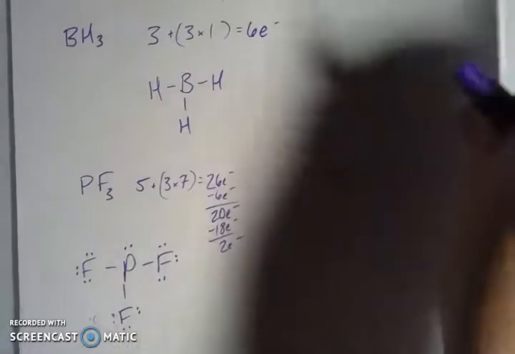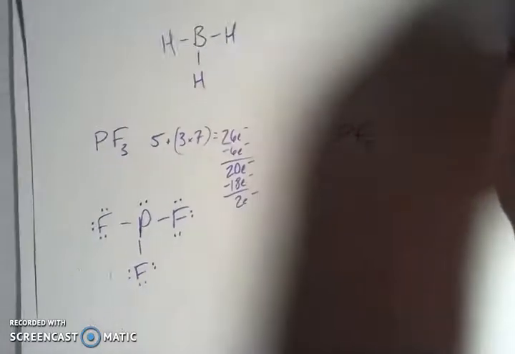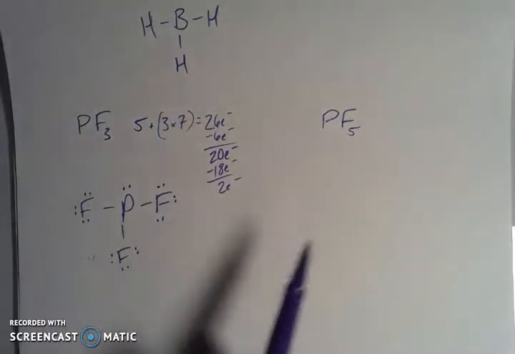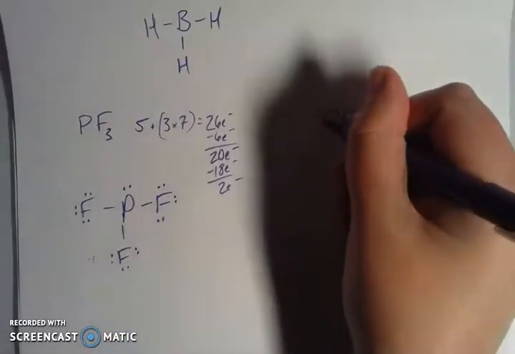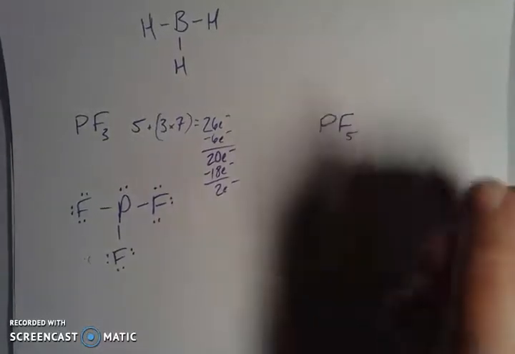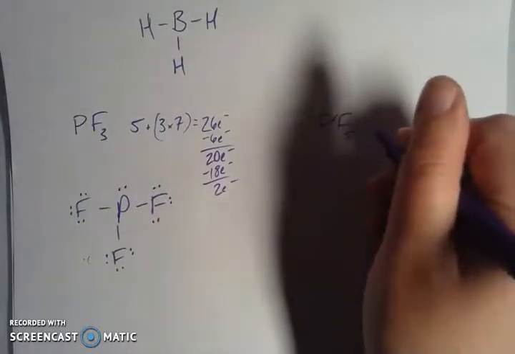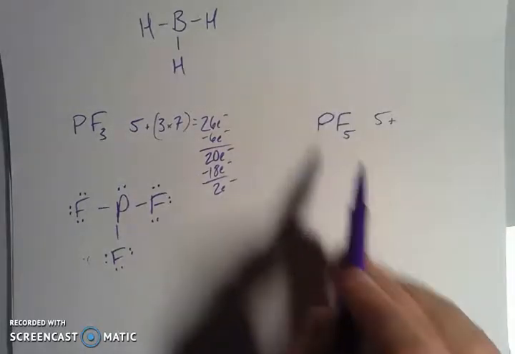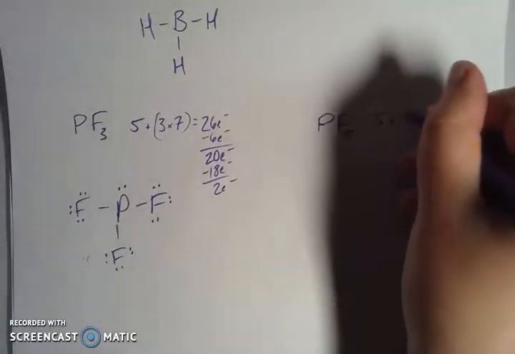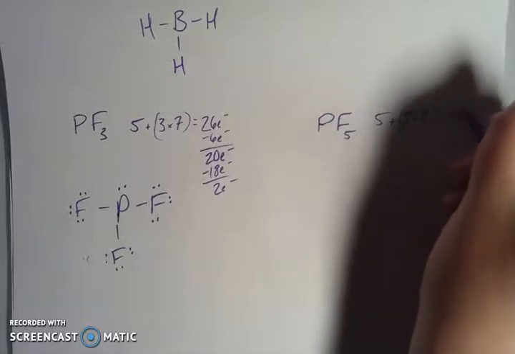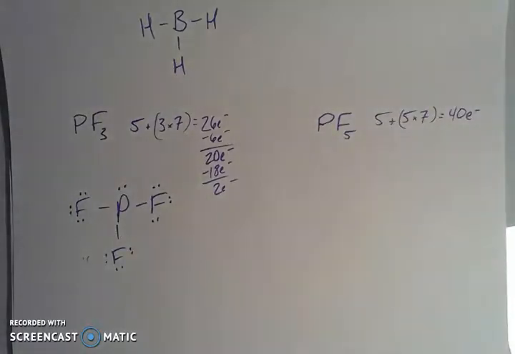I'm not surprised by this, but what would be shocking is if I tried to put more of these fluorines around, like in my phosphorus pentafluoride, which is another common way to stick these guys together. So let's look at these. How many electrons do I have? I still have the 5 from my phosphorus, and then I have 5 times my 7 for my fluorine, which is 35, so that gives me 40 electrons total to work with.